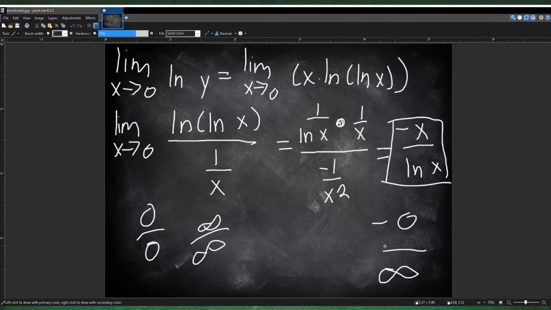But if you kind of look at it, negative 0, which is just 0, over infinity, right? Oops, sorry. So 0 over infinity is not 0 over 0 or infinity over infinity. Even though it looks like it's an indeterminate, it's not. That is not an indeterminate.